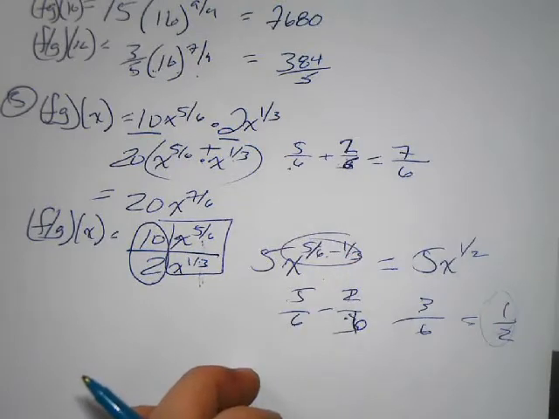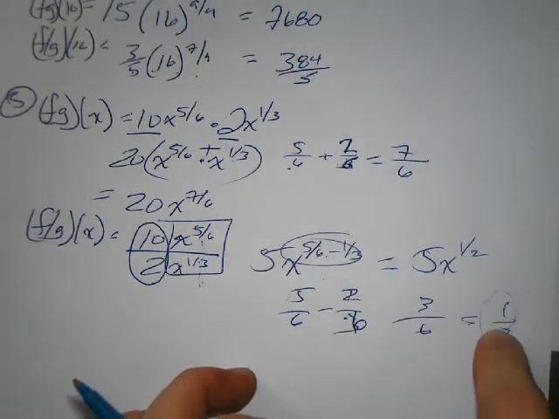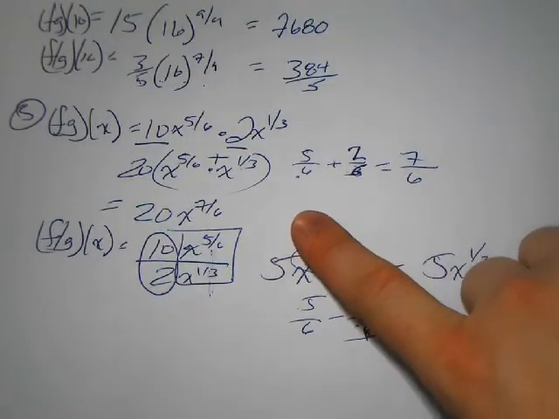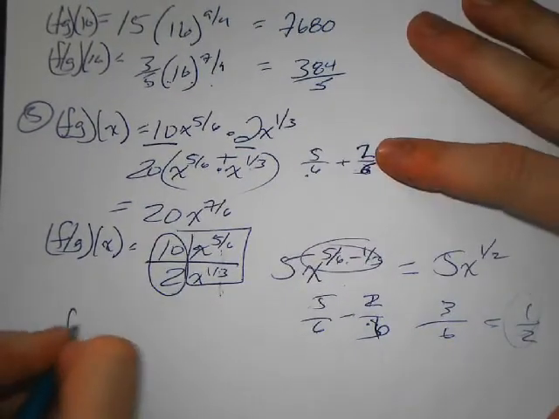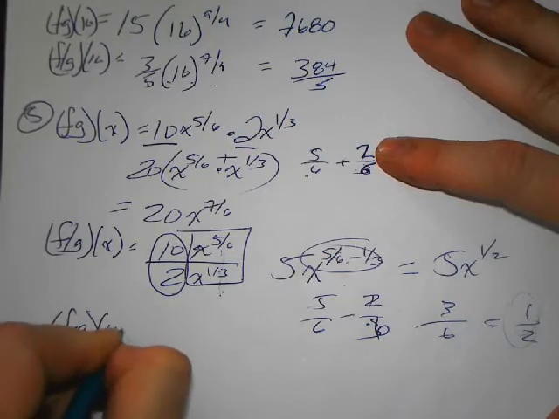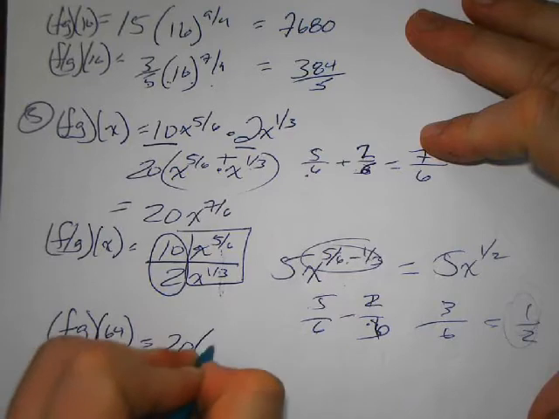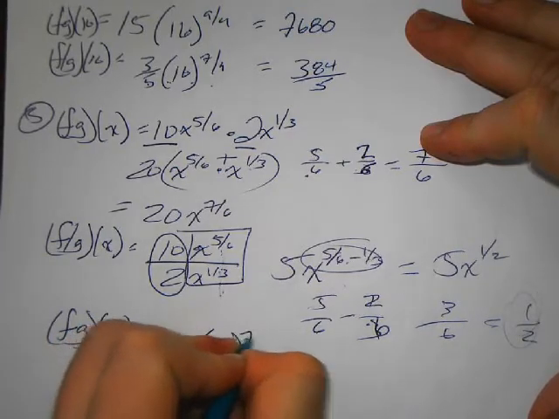And that's going to be the last exponent. All we need to do is substitute in. On this one, they're asking us for when x is 64. So f times g at 64 is 20 times 64 to the 7/6 power.